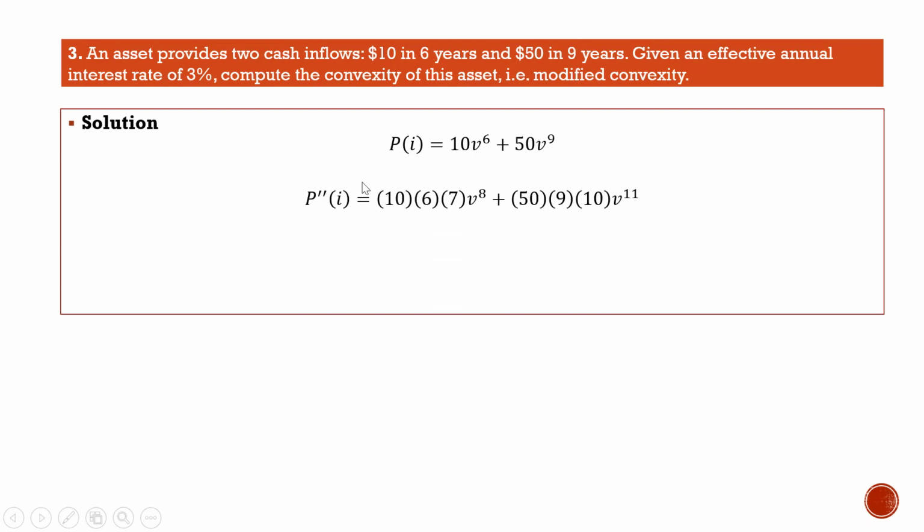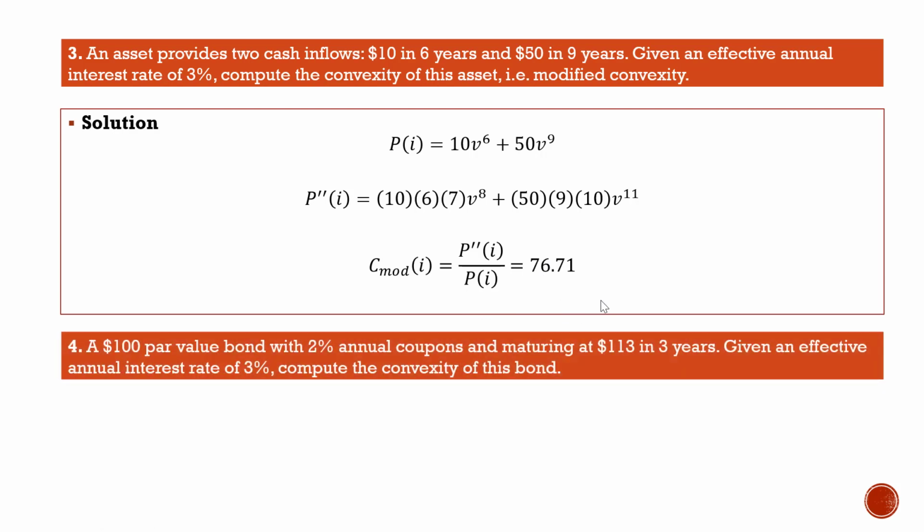And then the first derivative is negative 60v^7 minus 450v^10. And then we differentiate one more time. The second derivative is 10 times 6 times 7 v^8, plus 50 times 9 times 10 v^11. So the modified convexity is the second derivative of the present value function with respect to i, over the present value function. So that is 76.71.